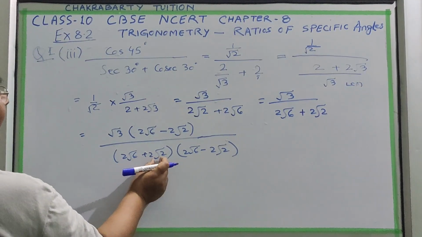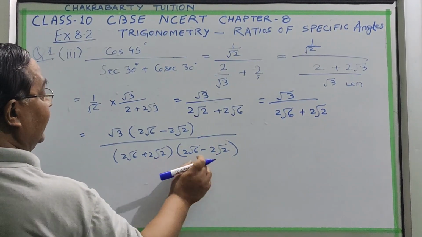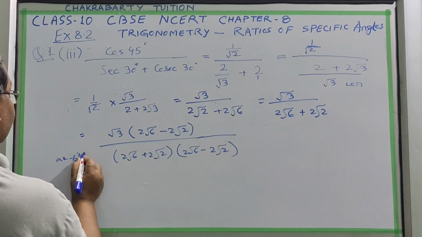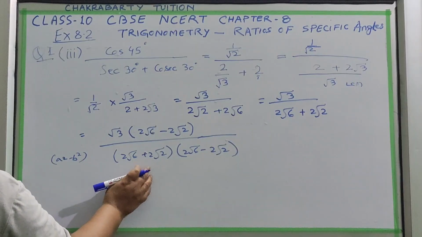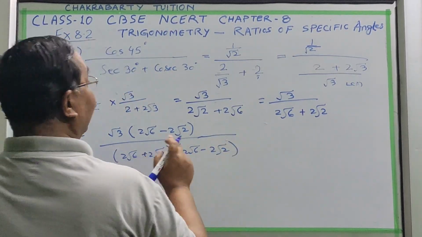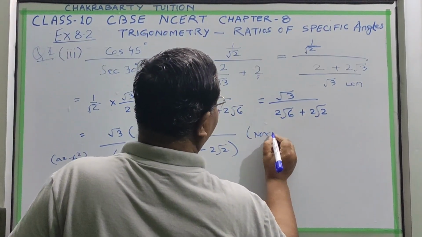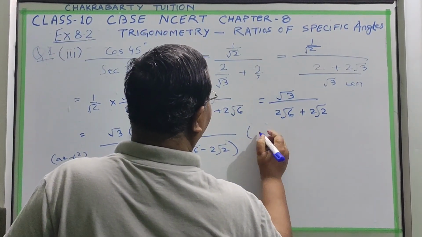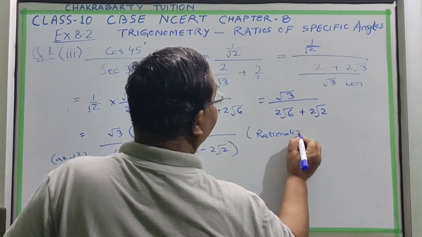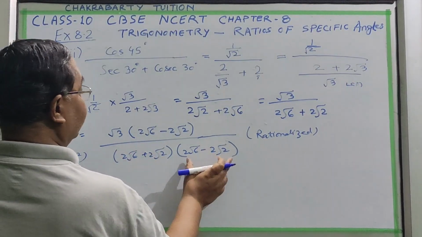Now this is A and this is B. A and B, we know A plus B, A minus B is equal to A square minus B square. So this identity we will be using here. And this what we have done? We have done rationalized. For fraction solving, we can do rationalize also. So now what will happen?